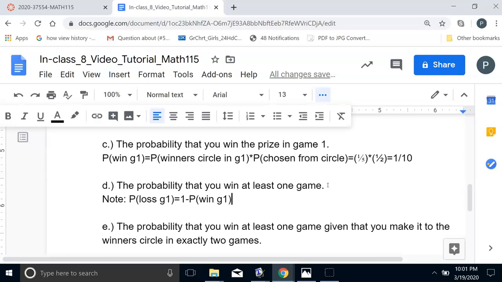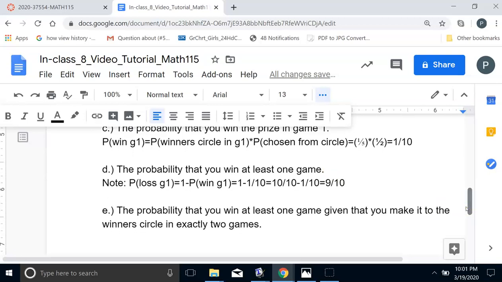If you think about that, it should make sense, because if you take away win, then what's left is lose. So therefore it'll be 1 minus, and we just said win game 1 is 1/10. You can write 1 as 10 over 10, then minus 1 over 10, and subtracting those two, it'll be 9 over 10 is our answer. So there's a 9/10 chance that you'll lose. Pretty much if you played it 10 times, on average you'd lose the game 9 times.